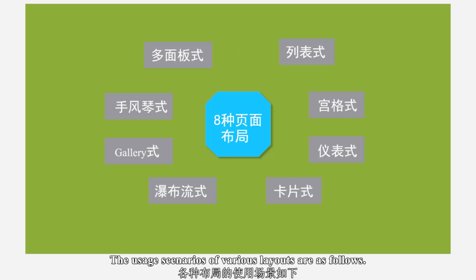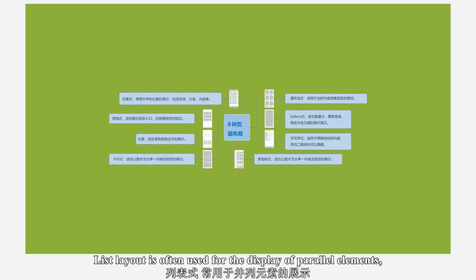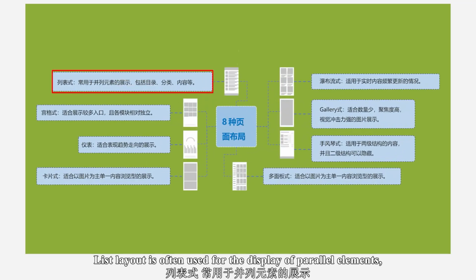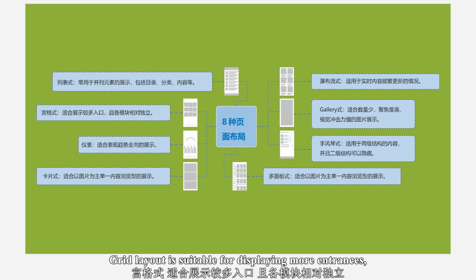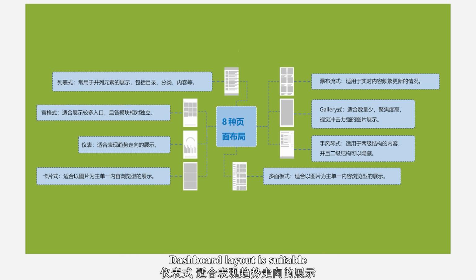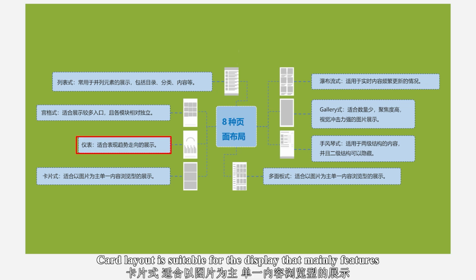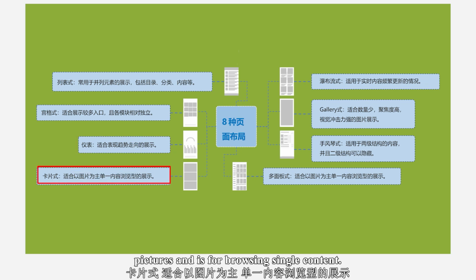The usage scenarios of various layouts are as follows. List layout is often used for the display of parallel elements, including directories, categorized content, etc. Grid layout is suitable for displaying more entrances, and each module is relatively independent. Dashboard layout is suitable for showing the display of trends. Card layout is suitable for the display that mainly features pictures and is for browsing single content.